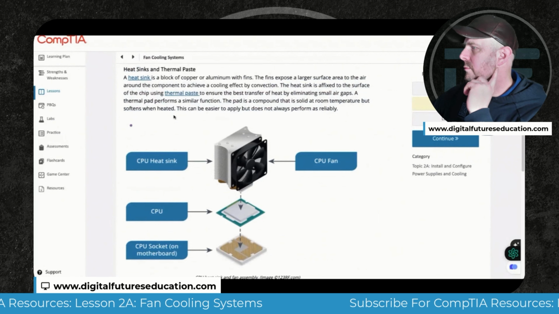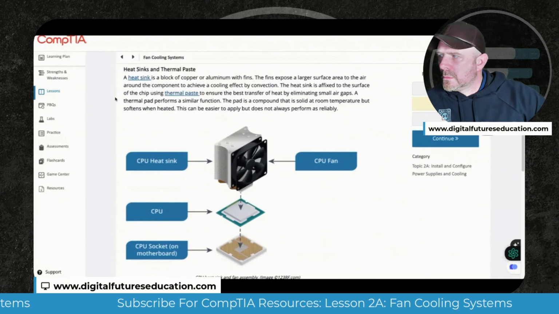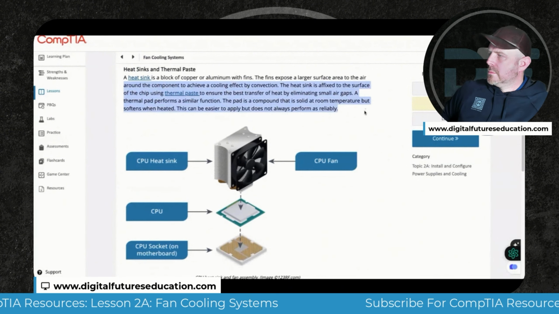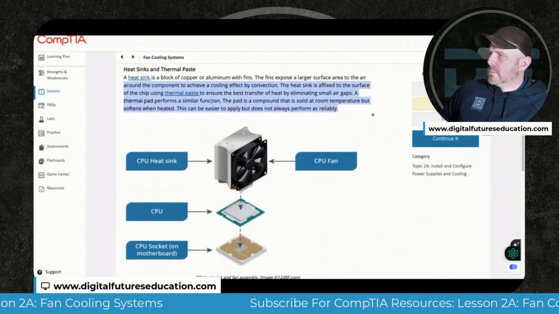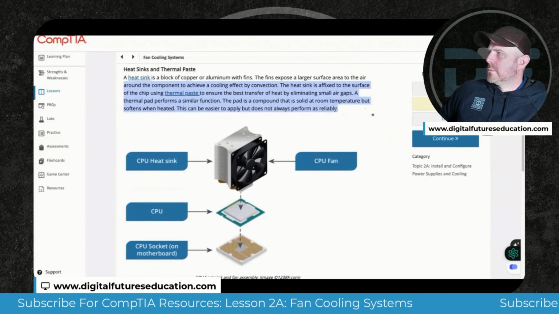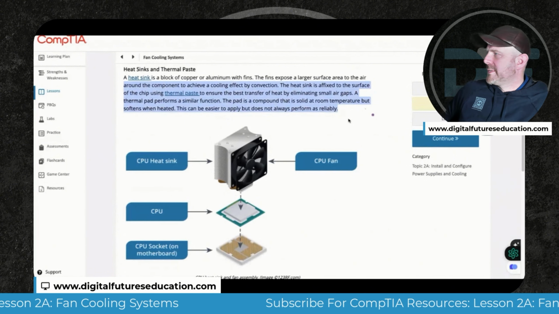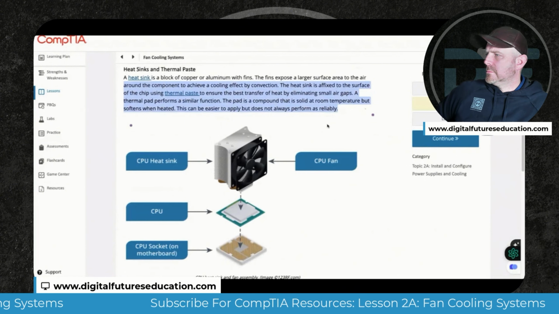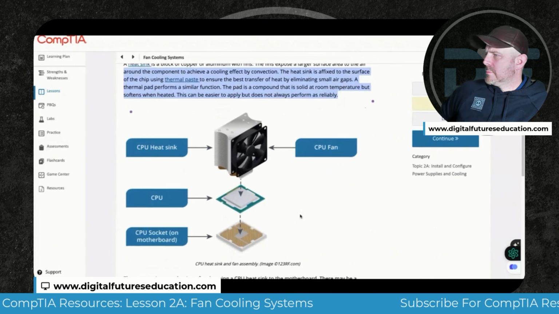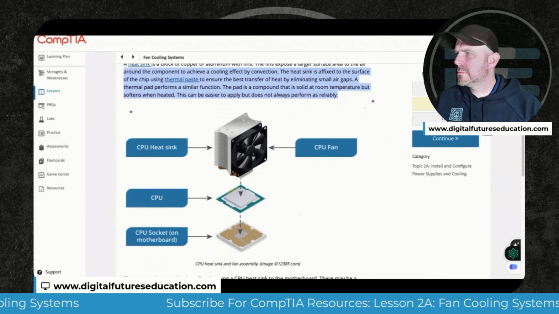Let me show you some better pictures. The fin exposes a larger surface to the air around the component to achieve cooling by convection. The heat sink is affixed to the surface of the chip using thermal paste to ensure the best transfer of heat by eliminating small air gaps. A thermal pad performs a similar function. The pad is a compound that is solid at room temperature, but soft when heated. So we're making a little sandwich here.